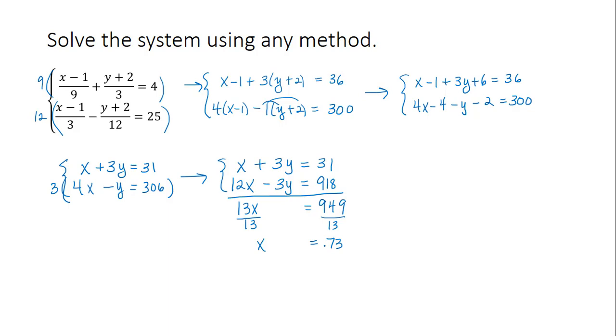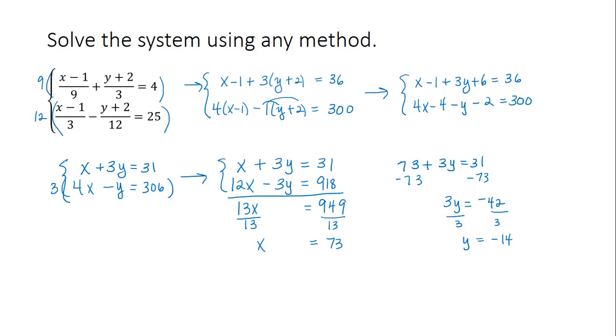Now, to solve for y, we can replace x in one of those equations with 73 to figure out what y is equal to. So if we let x be 73 in this first equation, we would have 73 plus 3y equals 31. Subtract 73 from each side. So 3y is equal to negative 42. And then divide by 3. And y is equal to negative 14.